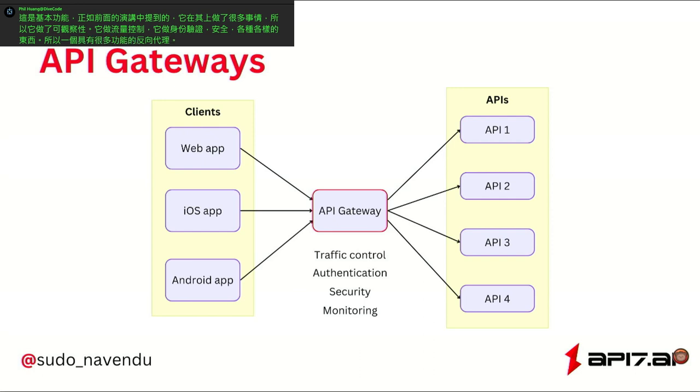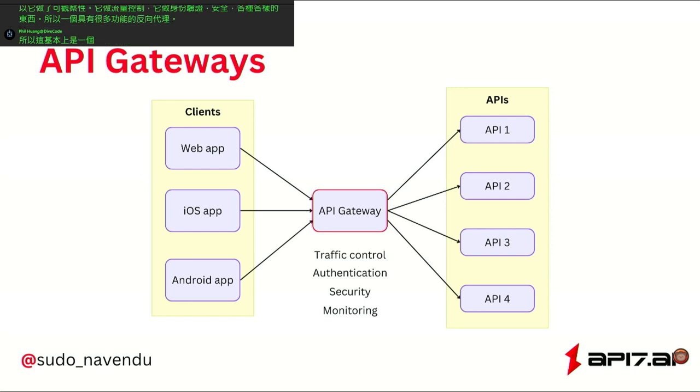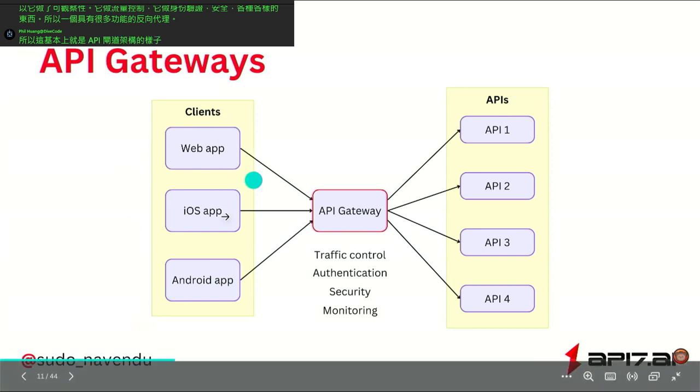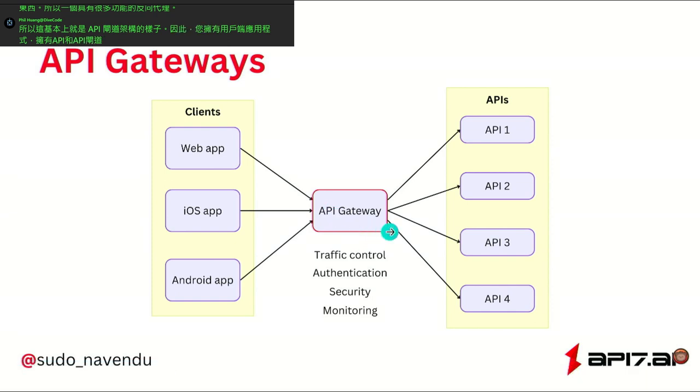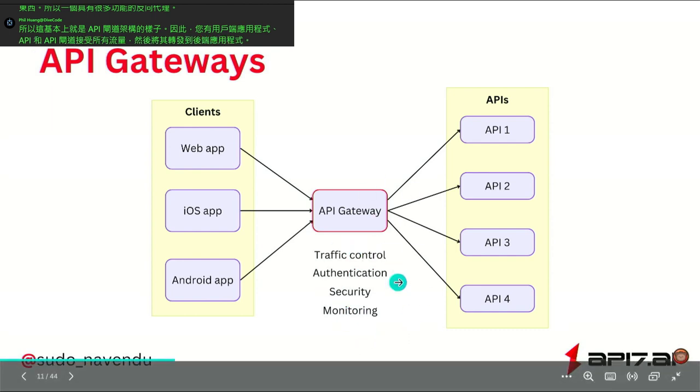So this is basically what an API gateway architecture would look like. You have your client applications, you have your APIs, and the API gateway accepts all traffic and then forwards it to your backend application. And it does all of these functions.